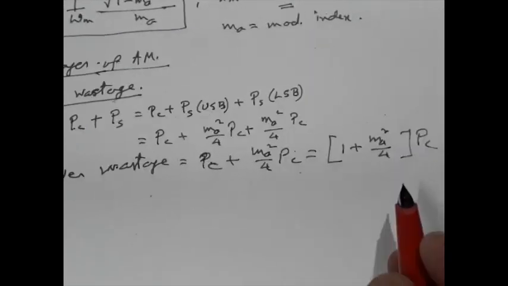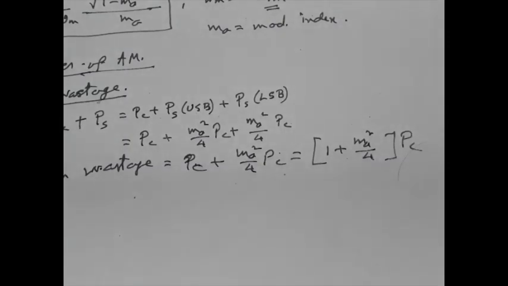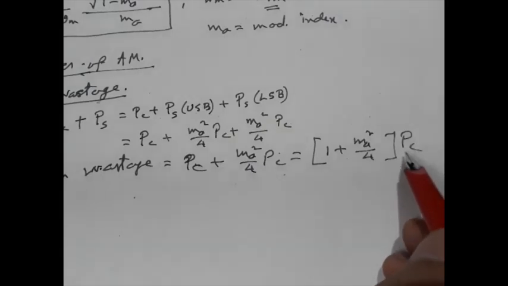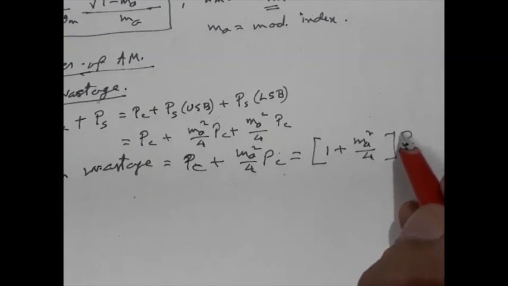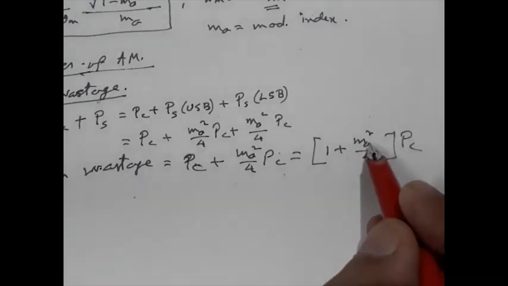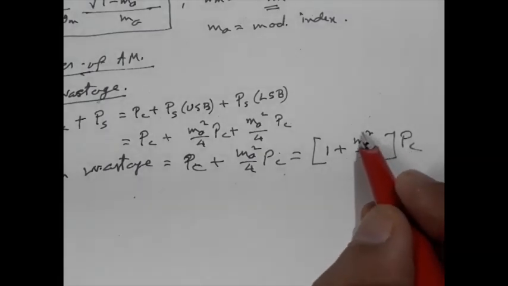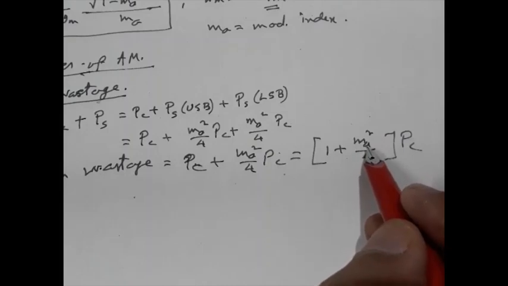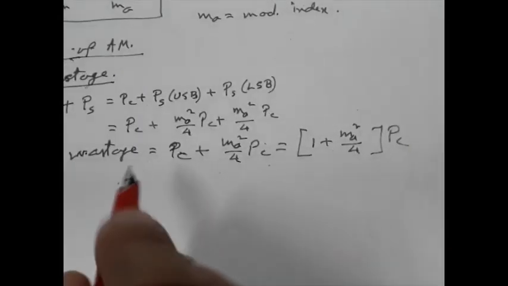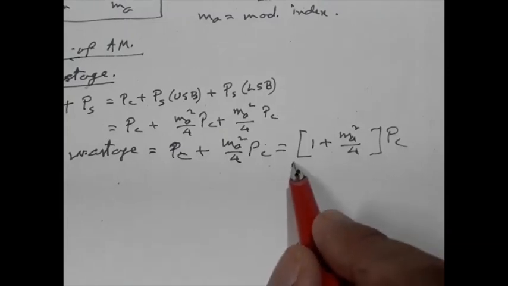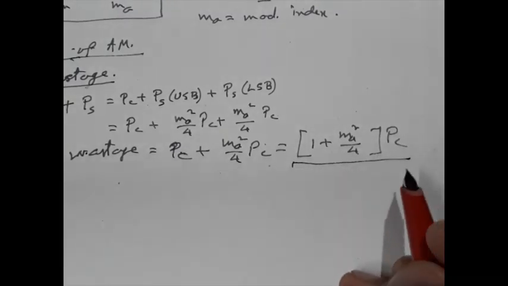And we have seen that PC is very high. Minimum value of PC is of the order of 67% of its total power. So that is the best case, when Ma equals 1, but when Ma is less than 1, that is the usual case, the wastage of power is excessively high. So that is the biggest disadvantage of the AM.